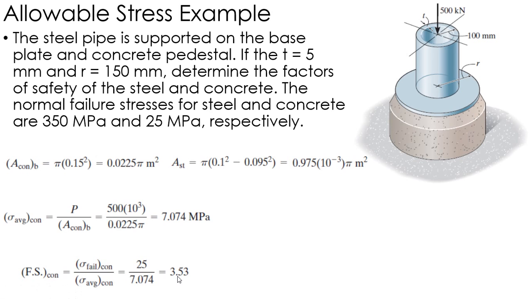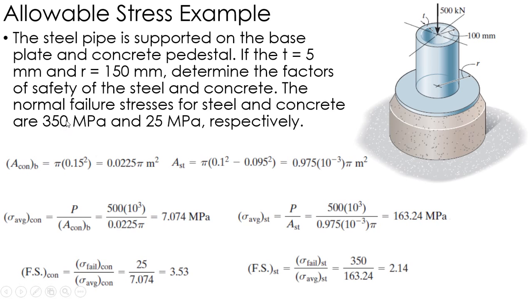Now do the same thing for the steel. This time I take that 500 kilonewtons and divide it by the pipe area, which we calculated up here. Then I compare that to the 350 megapascals, which is the bearing failure stress for steel, and I get 2.14.